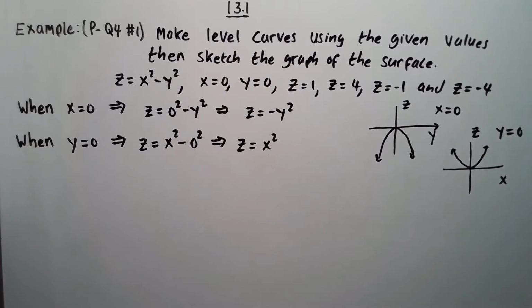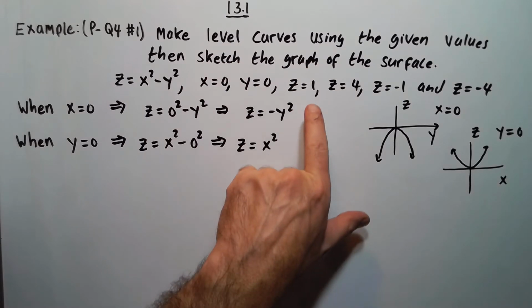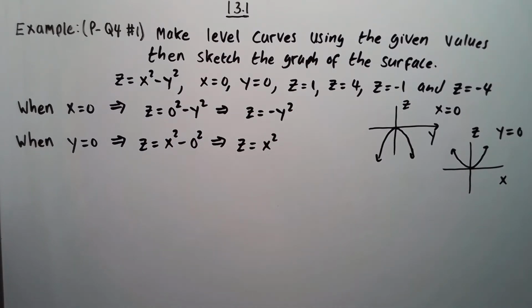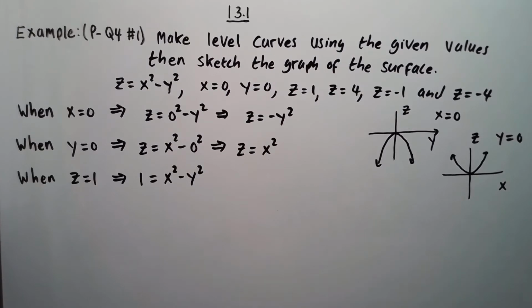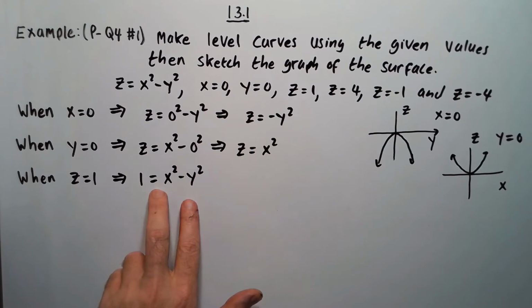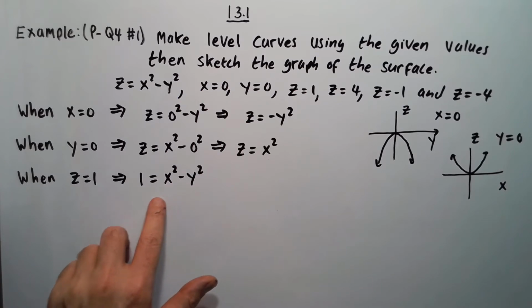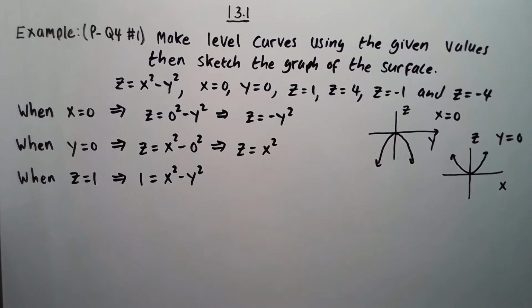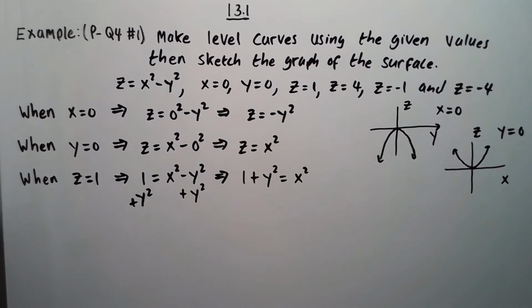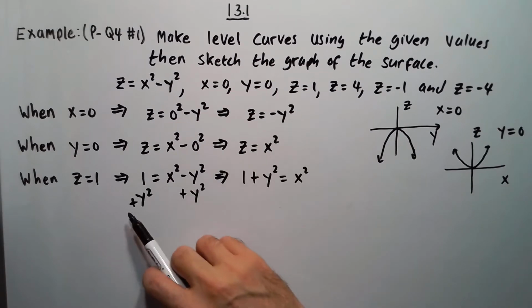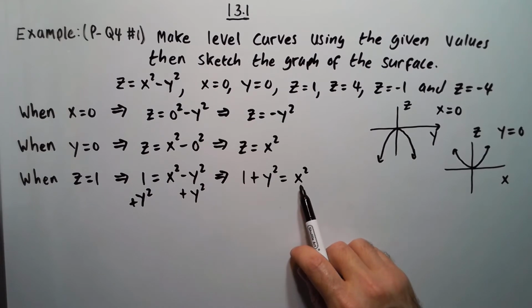Okay, let's next do when z is 1. So putting 1 in place of z up here, we'll have then 1 equals x squared minus y squared. This is actually a hyperbola. So let's solve it for x squared. So let's add y squared to both sides. So adding y squared to both sides, we'll have then 1 plus y squared equals x squared.